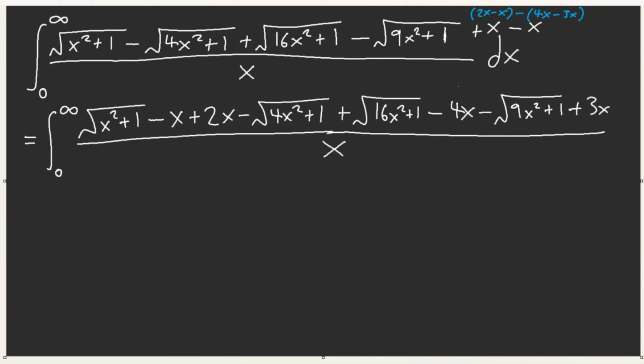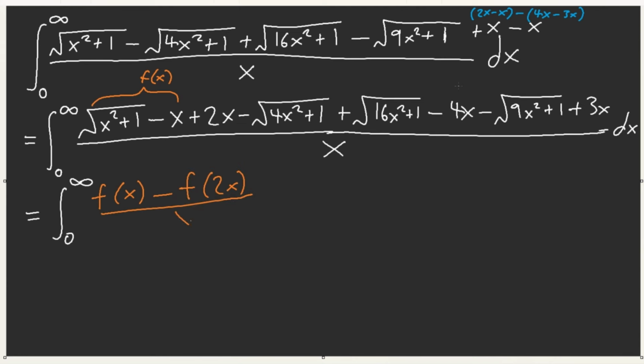all over x. And now we can easily see that this is definitely two Frullani integrals here, right? We know what this f is. This is our f here, right? So what we have is f of x minus f of 2x here, right? Plus, and then we have our f of 4x here minus f of 3x here.